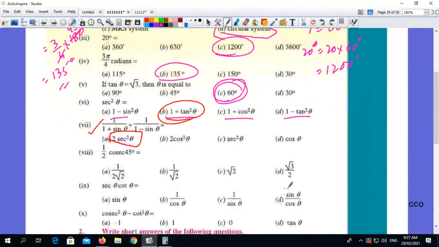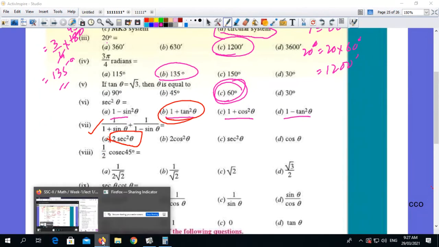Okay, now tell me the answer of this one. Open your notebook and solve 1 by 2 cosecant 45 degree. Cosecant means the reciprocal of sine theta, and sine 45 is 1 by square root 2. Please solve and answer me.